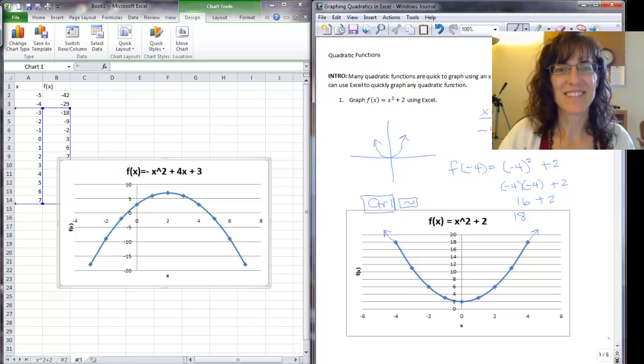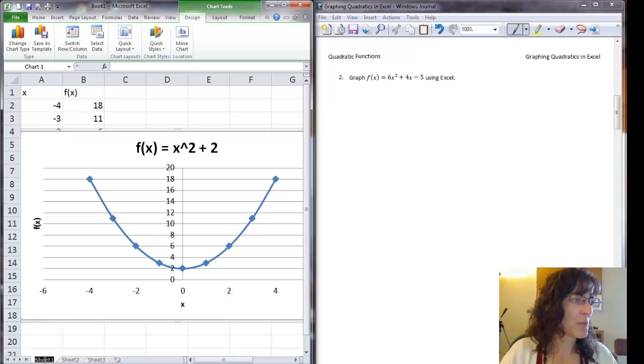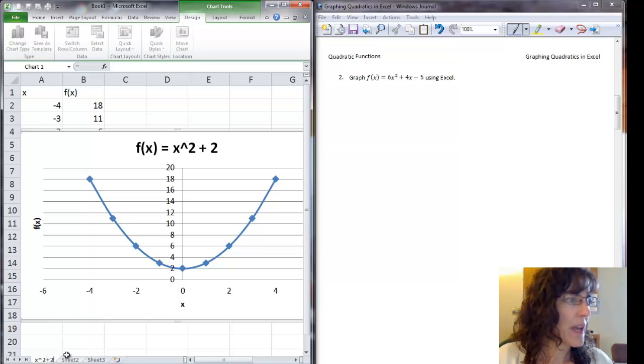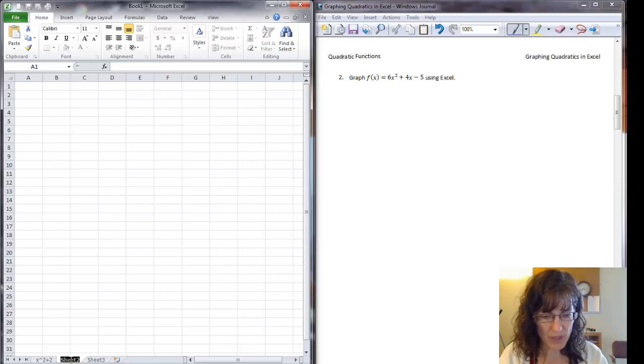in that direction. Now I want to graph f of x equals 6x squared plus 4x minus 5 using Excel. So I have this sheet that I was using, and I could say this one is x squared plus 2. And that's the title of my sheet. I can come to a new sheet because I want to start another graph. And I can just call this one, I could just say number 2 because this doesn't really matter, but it'll give me a title at least. And then I need an x column and an f of x column.